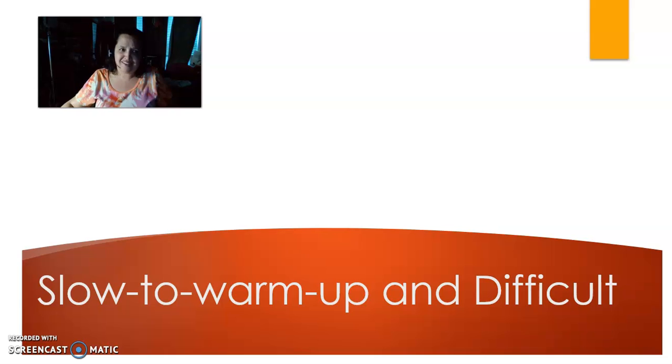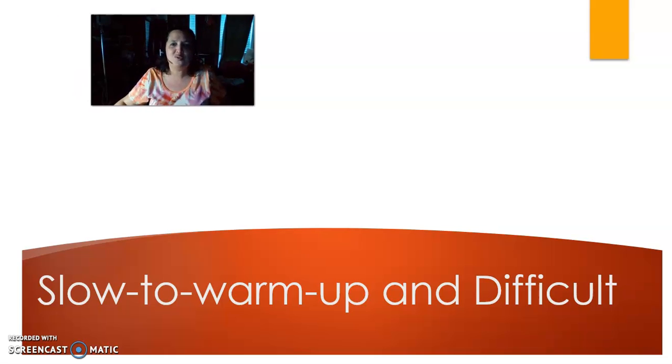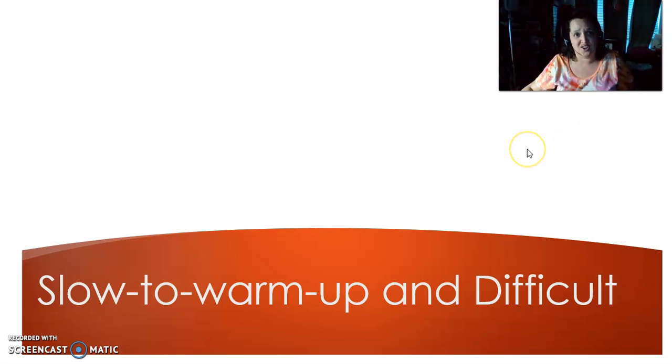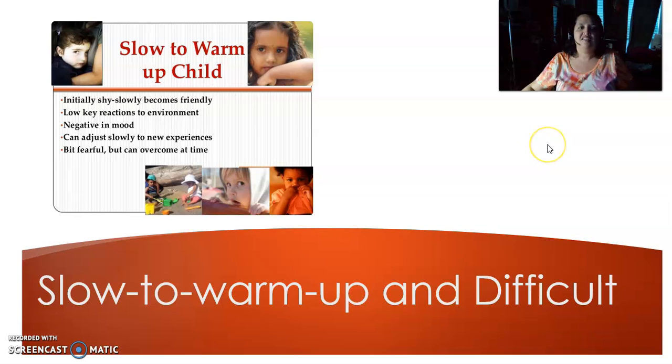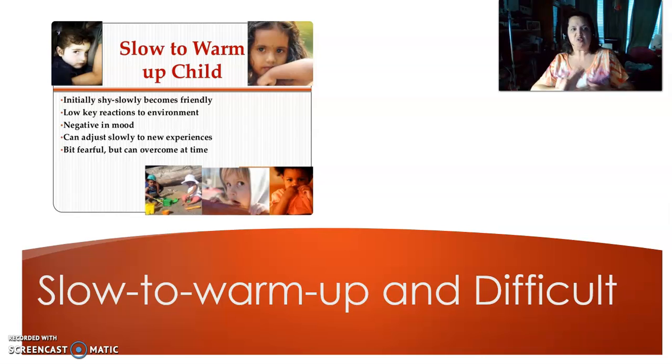Unfortunately, the next two temperaments don't have the kindest terms. One is the slow to warm up and the other is the difficult temperament. The slow to warm up child tends to be kind of shy in the beginning, and they will become friendly, but like the name implies, they need a minute to warm up. They don't always react to their environment with a lot of enthusiasm. Sometimes it's kind of like I'll just stay over here sort of thing.